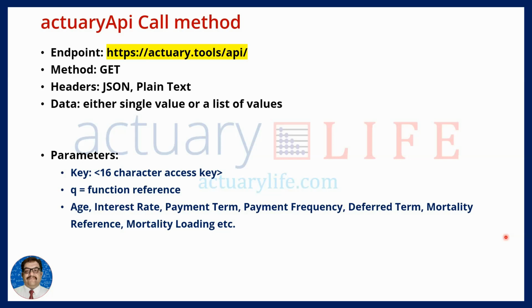The response data is usually a single value or a list of values based on the input parameters, and some essential parameters are a key, which is basically the identification key for the customer. It has some function reference like what is to be calculated, and some other parameters like age, interest rate, payment term, frequency, if the payment is deferred, which modality to be used, and any loading factor.